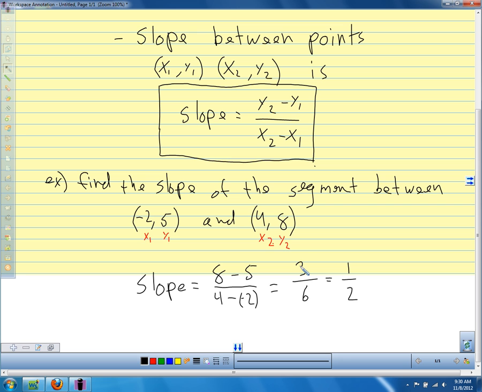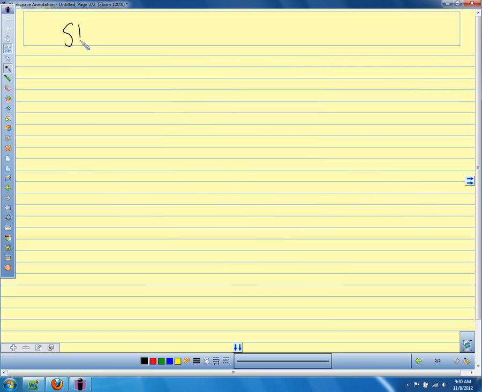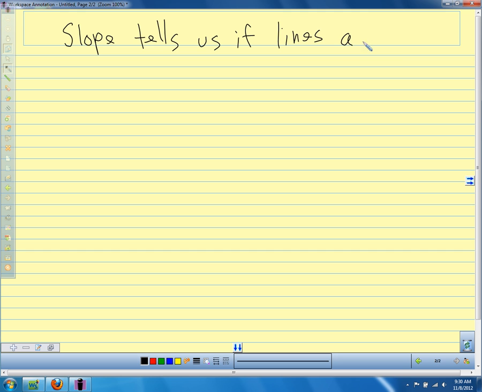Now the way we use slope with polygons is to decide if lines are parallel or perpendicular. That's how we use slope. And this is another thing that you talked about with lines before when you did graphing. So slope tells us if lines are parallel or perpendicular.